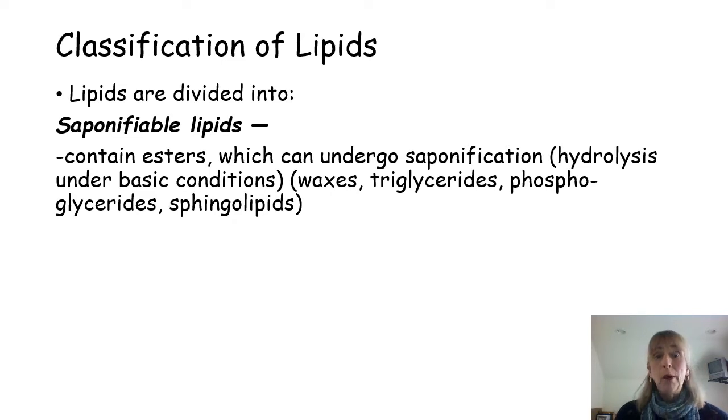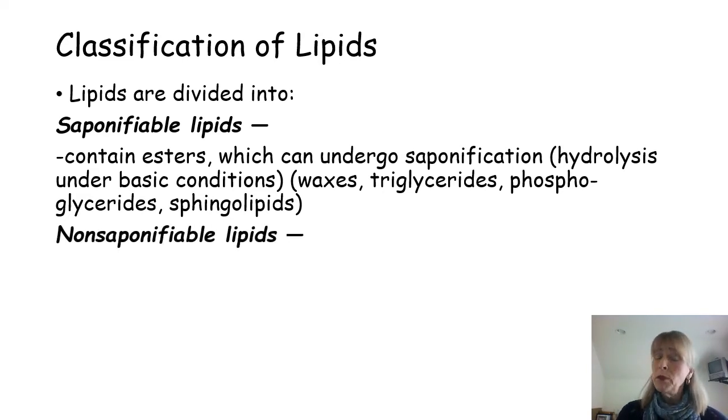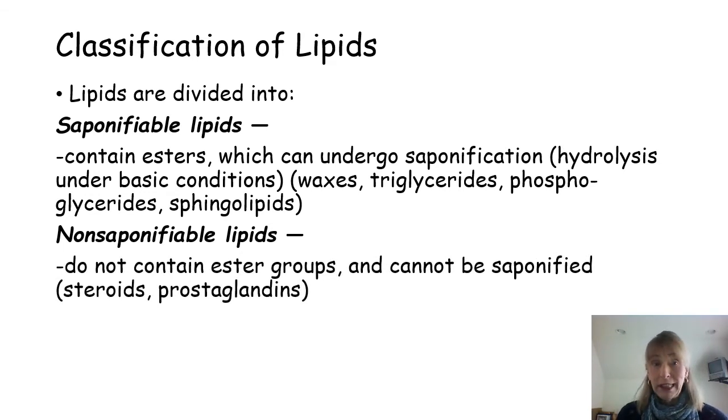Who are they? Well, they are the waxes, the triglycerides, the phosphoglycerides, and the sphingolipids. And then we have the non-saponifiable lipids. Just as the name says, they are not going to have an ester group and they cannot be saponified. Who are these? Well, they're the steroids and they are the prostaglandins.